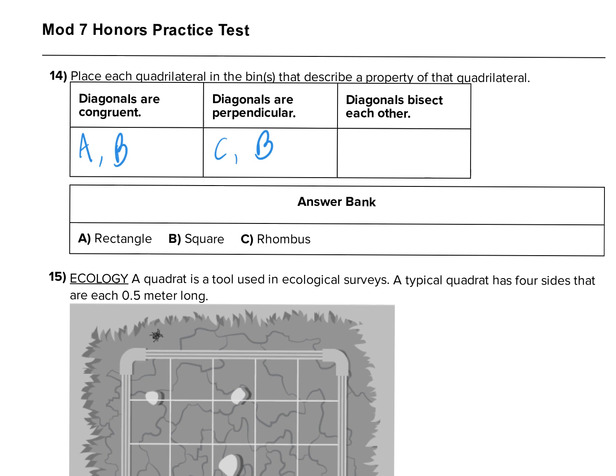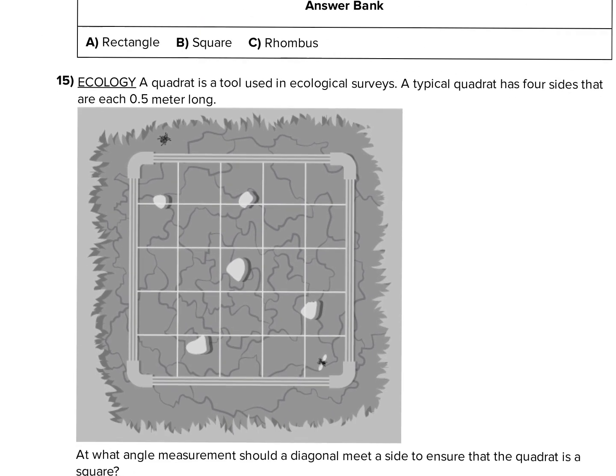And the last one, the diagonals bisect each other. Okay, this is actually a property of all parallelograms. Okay, and because the rectangle, the square, and the rhombus are all parallelograms, all three have that property. So, keeping that in mind, we can go back. All right, now we can get back on track here.